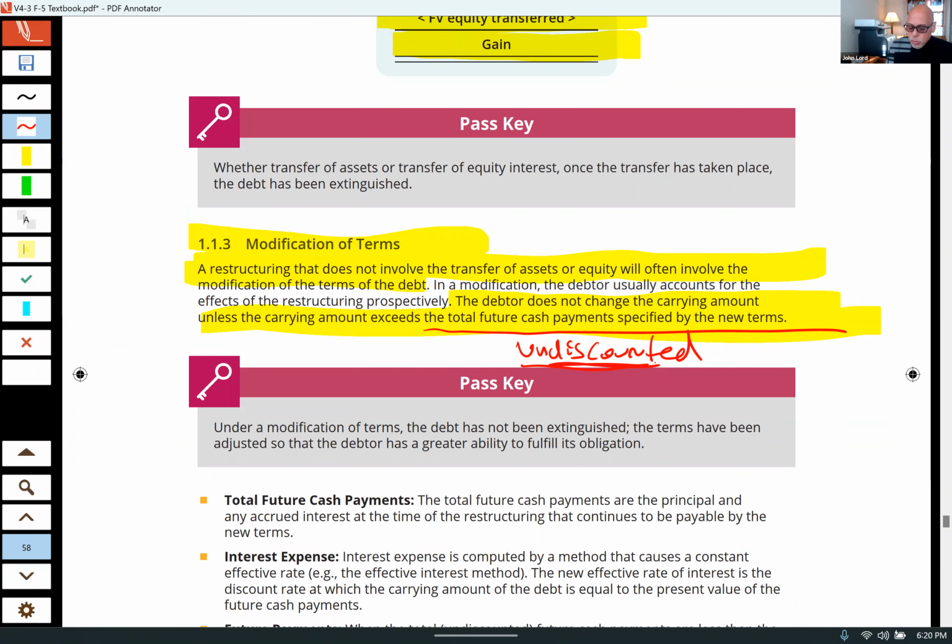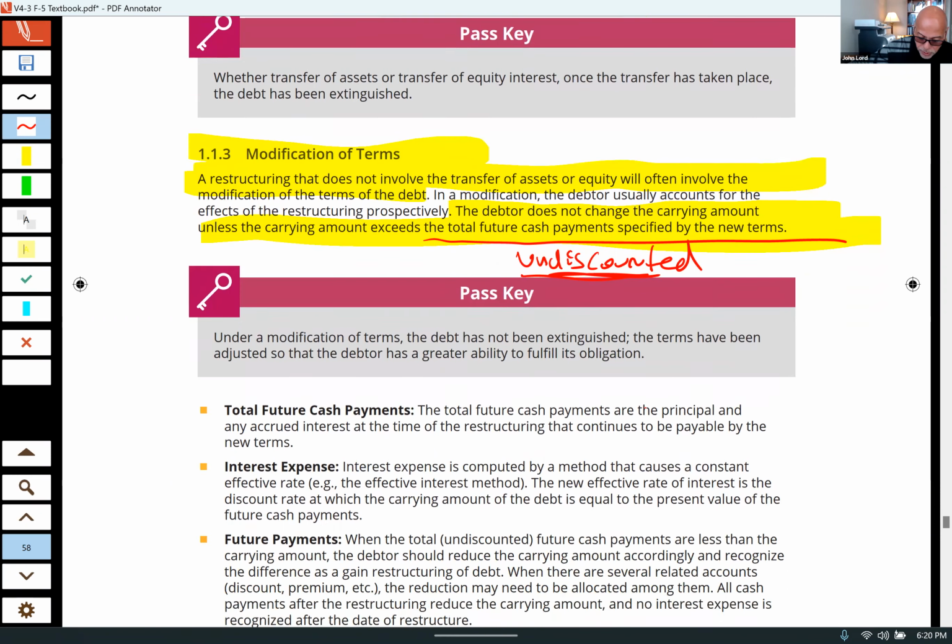FASB said, no, don't discount the cash flows. As long as you're going to get $1 million, you don't discount, so no gain. You never discount. Now, what they're saying is if the total future cash payments are less than the carrying value, then that is going to constitute a gain. Okay, so you can see here we say future payments.